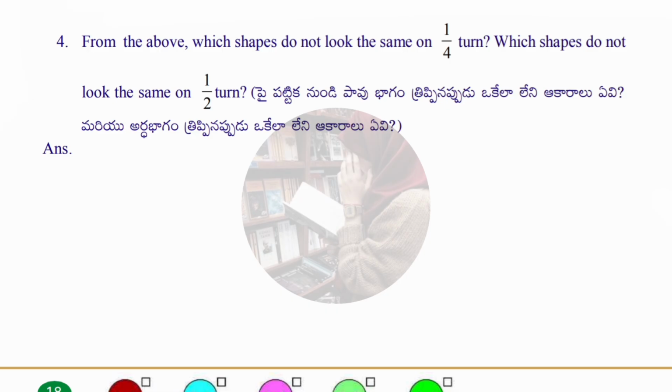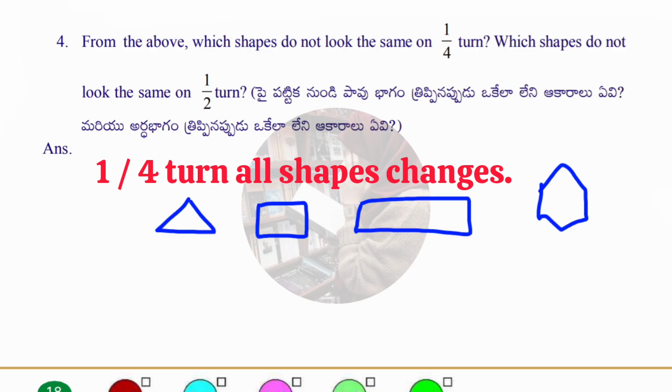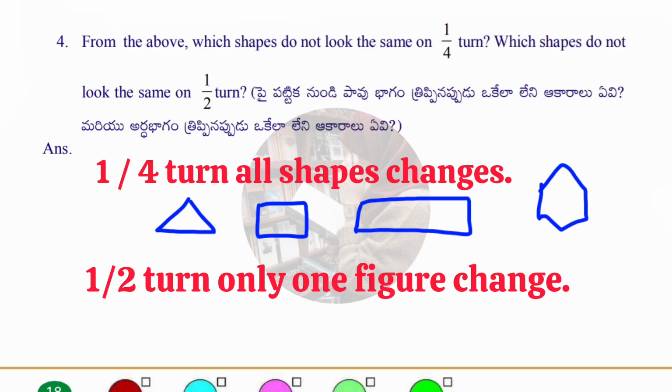Okay, so for 1 by 4th turn, each and every shape changes, means all shapes change. That's why I have written all shapes change for 1 by 4th turn. Whereas for 1 by 2 turn, only one figure changes, which is the triangle. So the rest 3 are the same, that is square, rectangle and hexagon. Only these 3 remain the same, but the triangle is different.